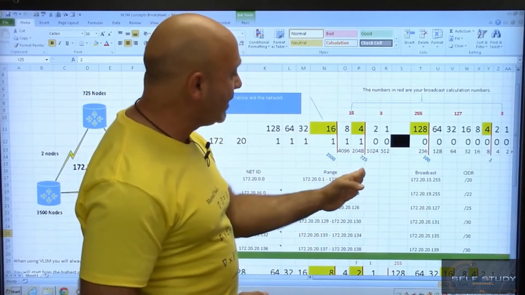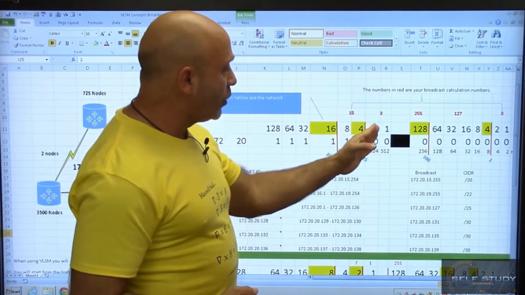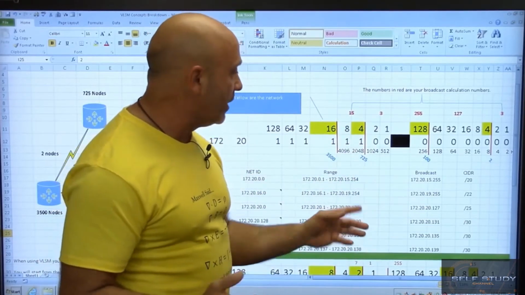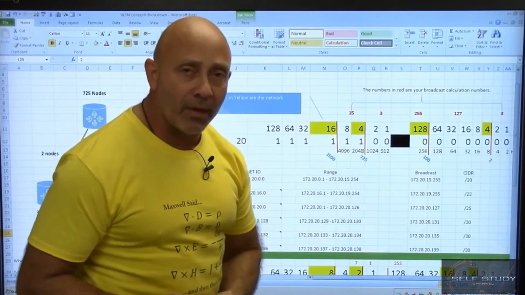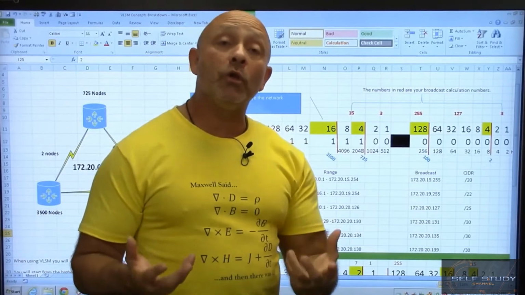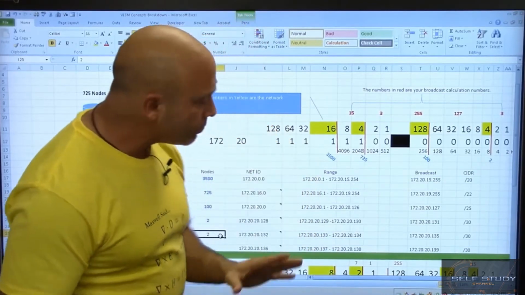So my line would separate between 4 and 2. So 4 will be my network increment. And then if I add 2 and 1, that's 3. That's why you see that number 3 there as the number that we're going to use to calculate the broadcast. So let's go ahead and do so.